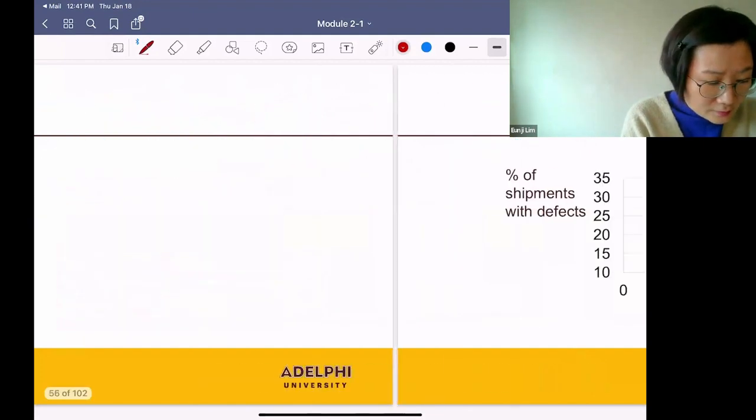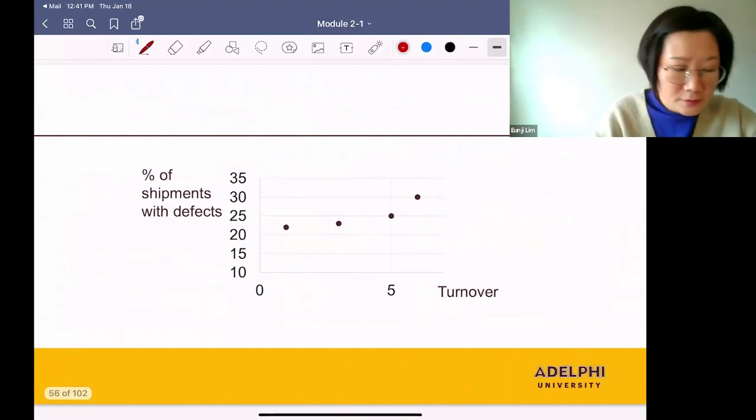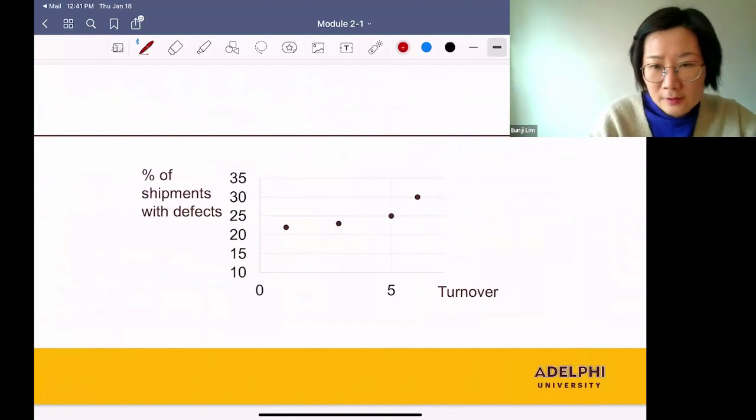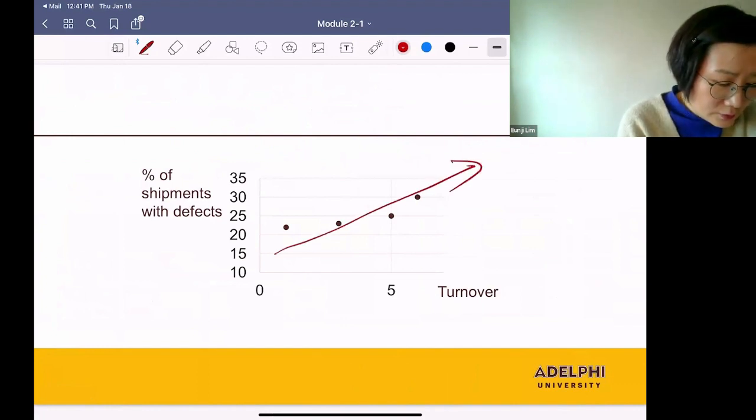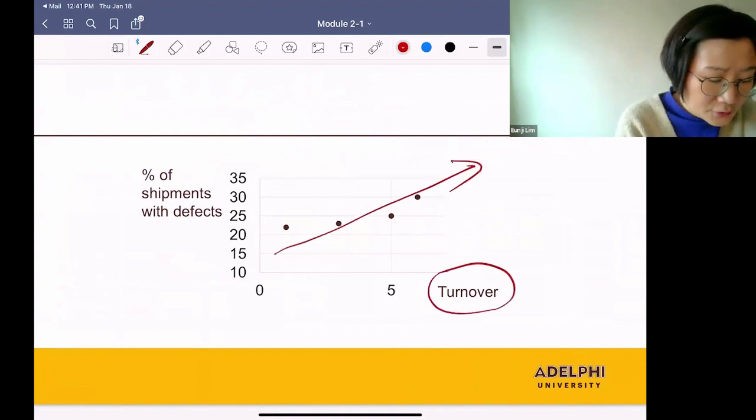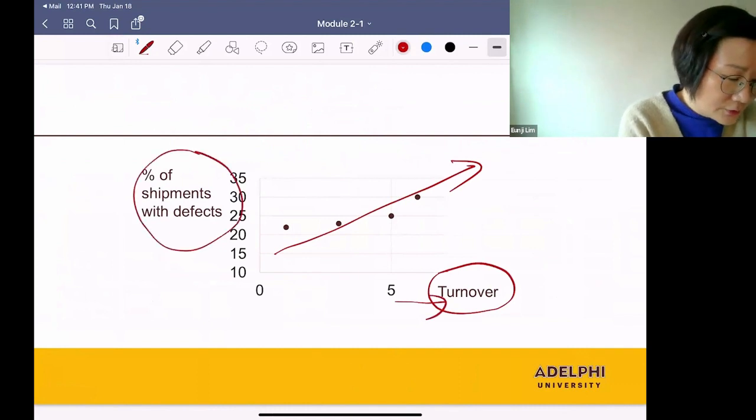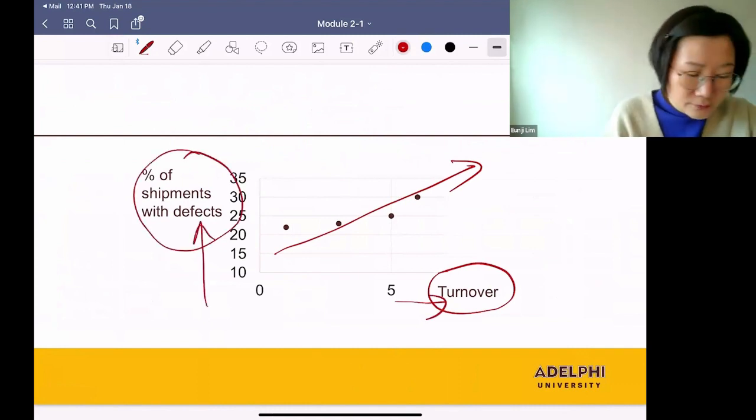So you will see something like this. This is the scatter diagram of your data set. Is there a positive relationship between the two? Yes. As the turnover goes up, the percentage of shipments with defects goes up.